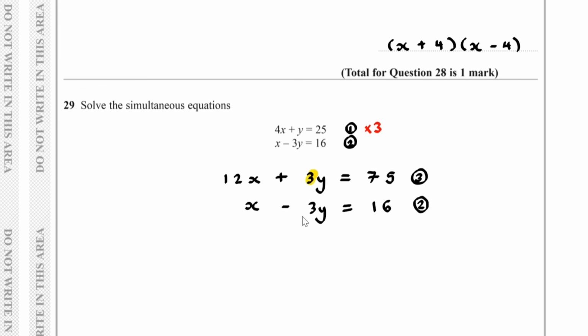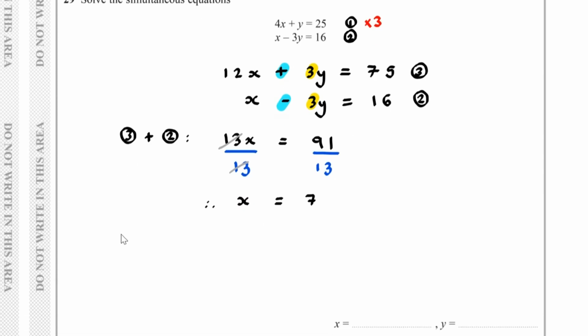Now, because the y's are the same, but we've got opposite signs, what we would have to do in this situation is add the equations together. So I need to work out equation 3 plus equation 2. 12x plus x is 13x, and 75 plus 16 is 91. To find out what x is, I would have to divide both sides by 13. And so 91 divided by 13, that's 7, which means x is equal to 7.